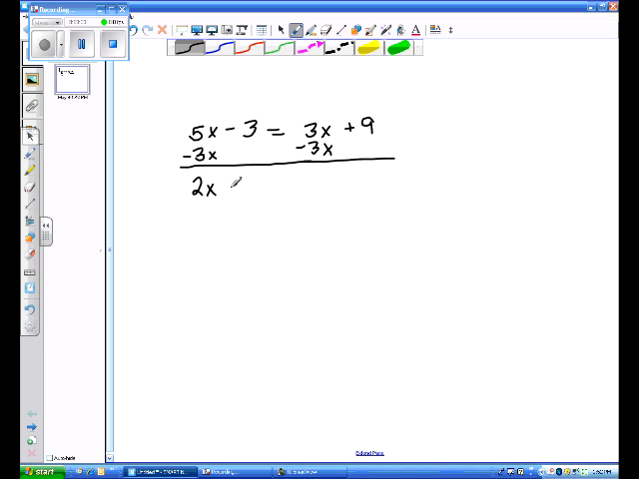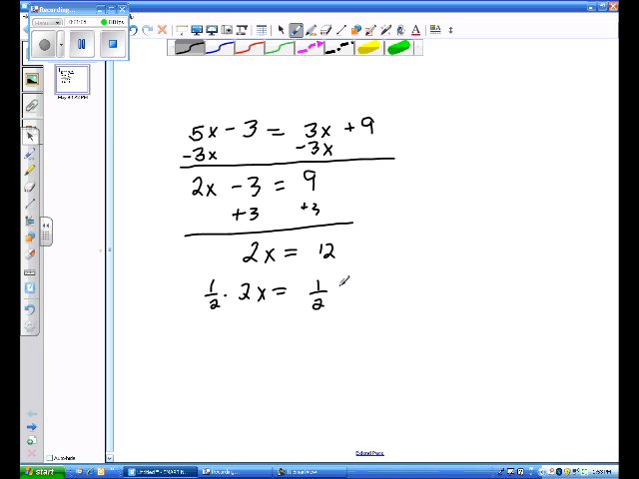So we would have 2x minus 3 equals 9. Then we can add 3 to both sides to get our variable term alone. And we have 2x equals 12. Then to solve for our x, we're wanting a coefficient of 1, so we can either divide both sides by 2, or we can multiply both sides by the reciprocal, 1/2. And we get that x equals 6.